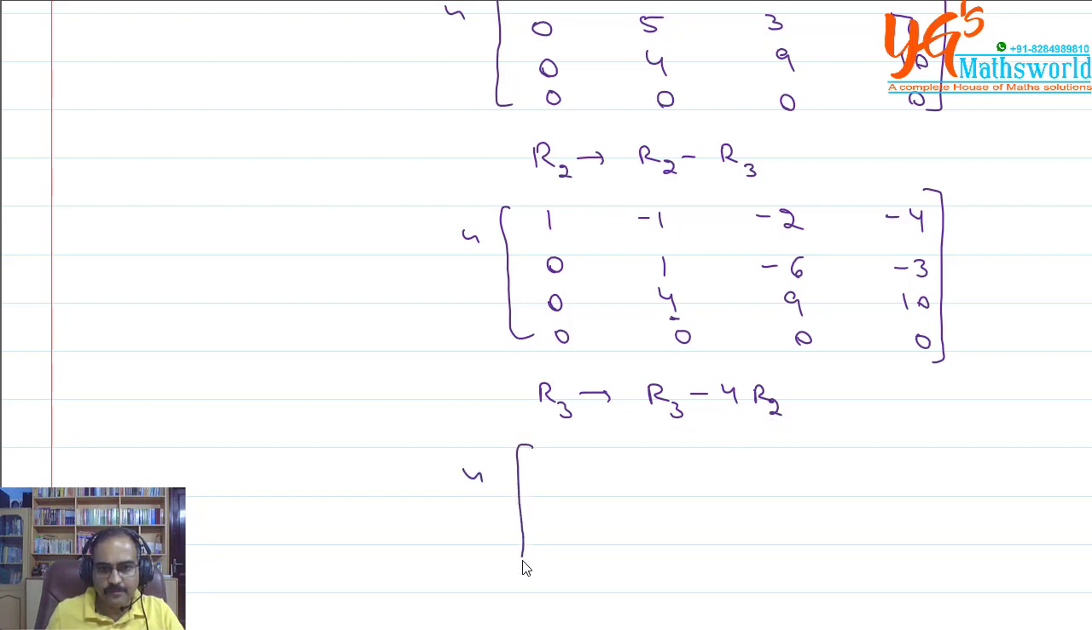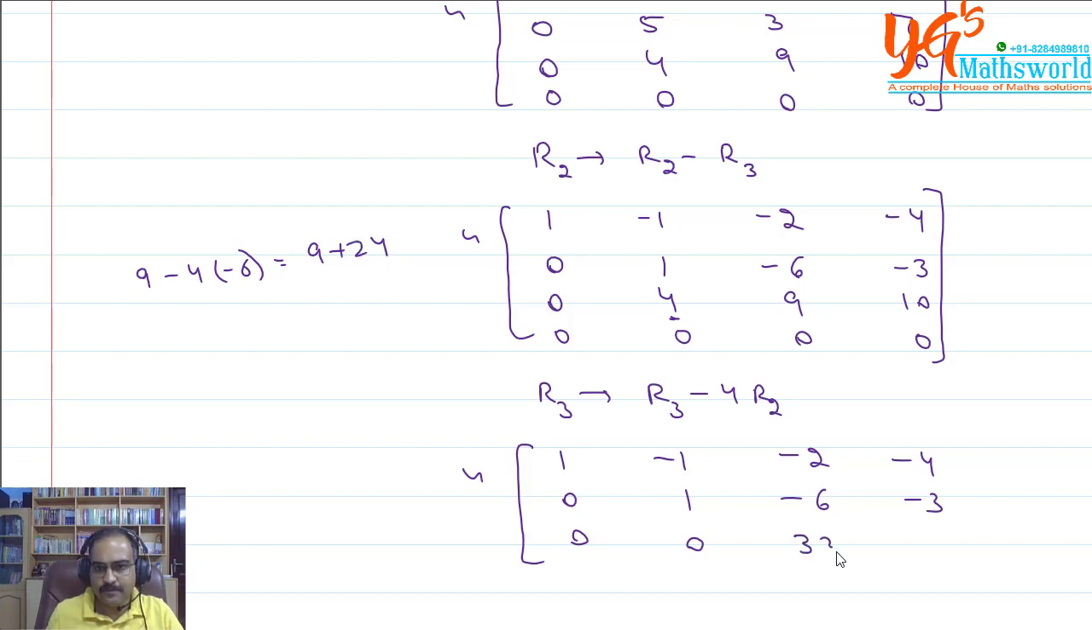Okay, so it will be 1, -2, -4, 0, 1, -6, -3. So 0. Now 4 minus 4, 0. Now 9 minus 4 times -6, so it will be 9 plus 6 4s are 24, 24 plus 9, 33. Next is 10 minus 4 times -3, so 10 plus 12, so it will be 22. And the last will be 0, 0, 0 and 0.